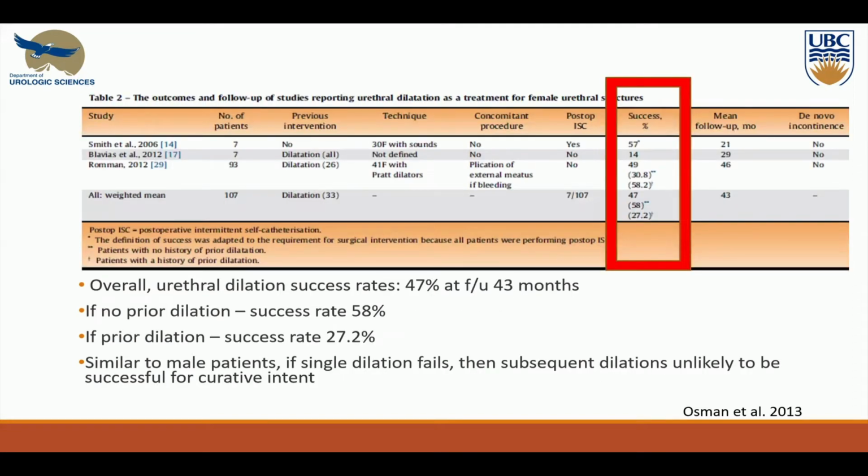So we can see here that overall with urethral dilation, the success rates aren't great. It's about 47% at a follow-up of 43 months. If they have had no prior dilation, the success rate was slightly higher at 58%. And of course, if they've had prior dilation, repeat dilation only had a success rate of about 27%. So this is kind of similar to male patients. If they've had a single dilation that fails, subsequent dilations are really unlikely to be successful for curative intent.